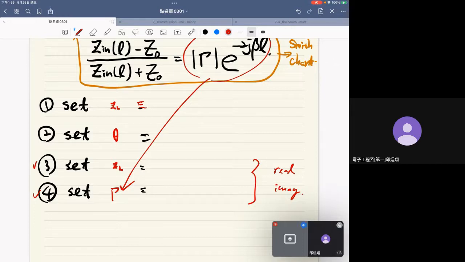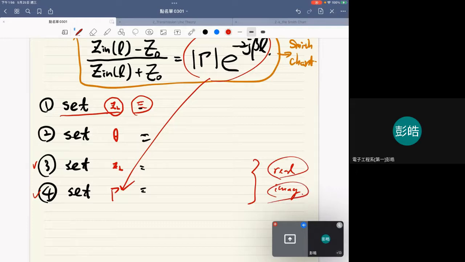Okay. For the first one is the definition of small zl. How do you define this normalized zl, small zl? And then for the third one, you just separate the real and the imaginary part for 3 and 4. So Shebo, you are correct.